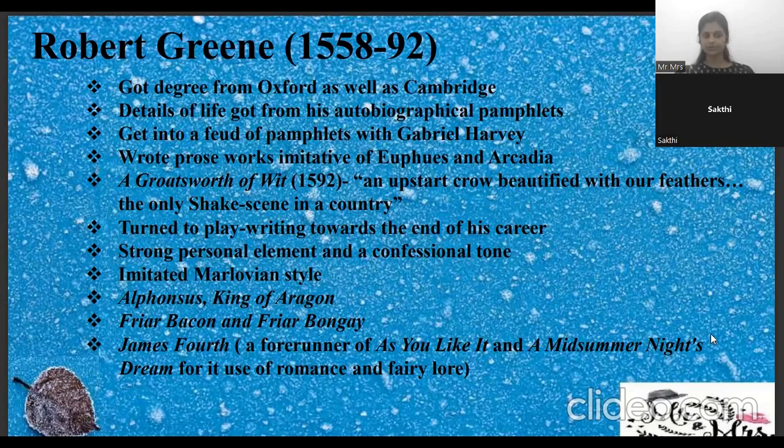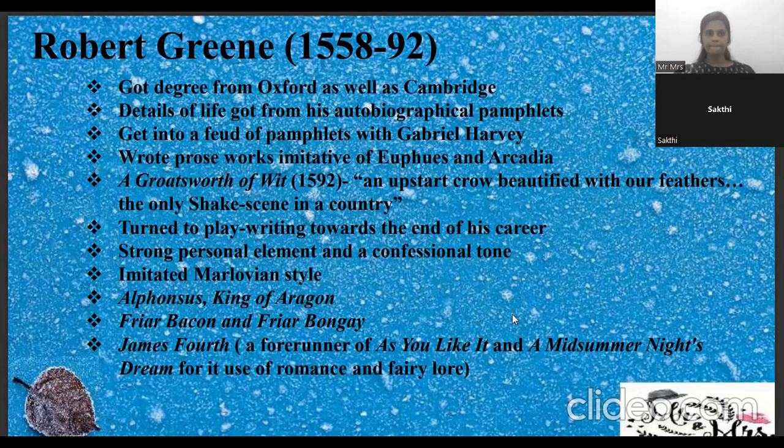Then James IV. James the Fourth is another work, and this is a forerunner of As You Like It and A Midsummer Night's Dream for its use of romance and fairy love. I told you that A Midsummer Night's Dream and such works of Shakespeare are full of fantasy. A fairyland is actually created by Shakespeare in such works. So James the Fourth by Robert Greene is considered a forerunner or a model for Shakespeare to write this kind of work.